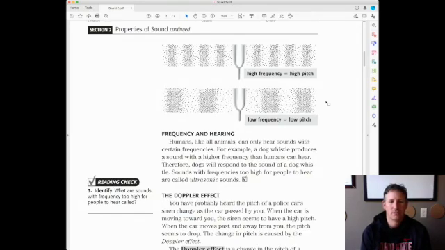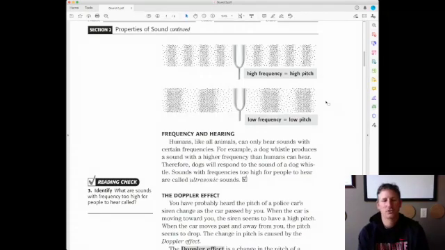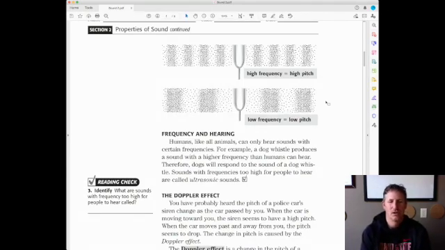Sounds with frequencies too high for people to hear are called ultrasonic sounds. If you take a look at your reading chart, it says, what are sounds with frequencies too high for people to hear called?